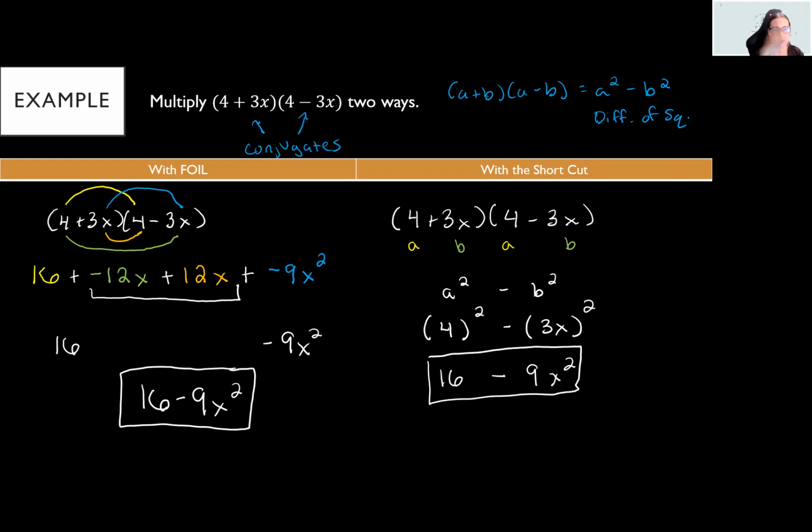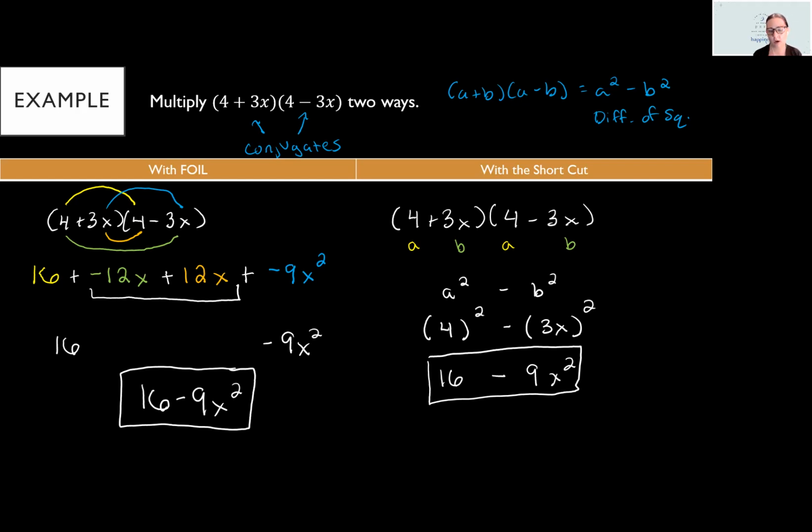So on the left side, we had to go through FOIL and we multiplied multiple things together. We added our like terms and we got our answer. On the right, all we needed to do was multiply the first and the last, because by using this shortcut, you recognize that the outside and inside cancel out. So you're basically doing half of the work.